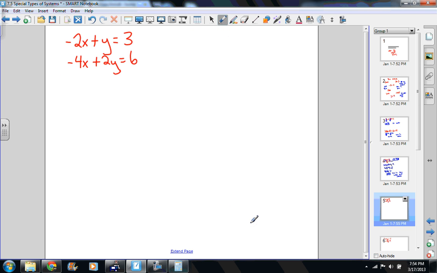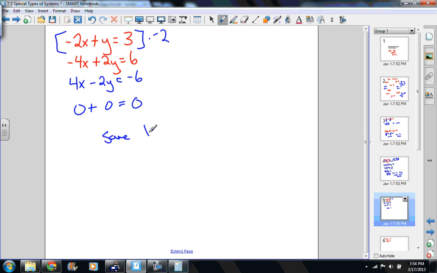So down here, I'm going to do the addition method this time. So I'm going to take this one here, and I'm going to multiply times -2, because I want that to become a positive 4x. So I get 4x minus 2y equals -6. So I get 0 plus 0 equals 0. That's a true statement. So this, once again, is the same line twice, or an infinite number of solutions. Okay? These don't happen very often, but you've got to be ready for them if they do.